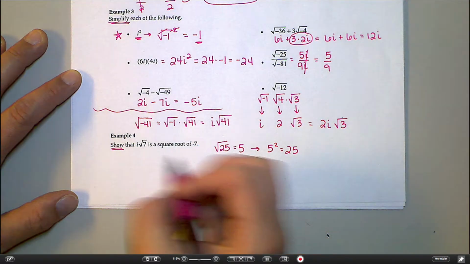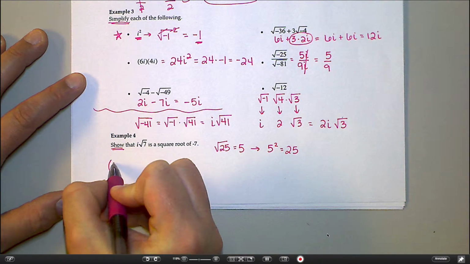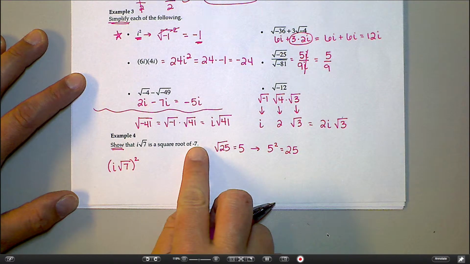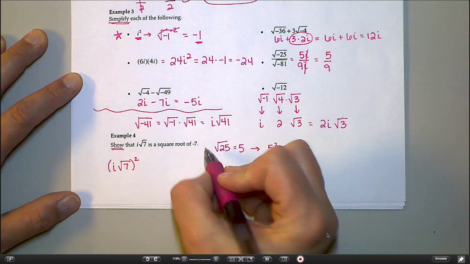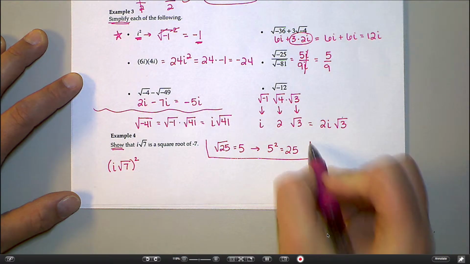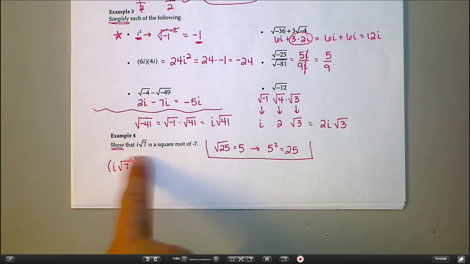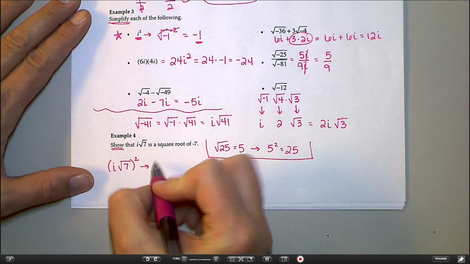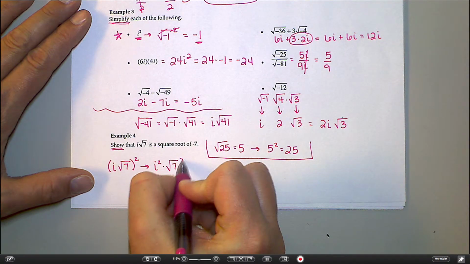So if we want to show this, we're going to take that i square root of 7 and square it and show that it's going to turn into that negative 7. We want to show that it's equal to the square root. This isn't hard to do. When you square something like this, that square gets distributed. So what you're really going to end up with is i squared times the square root of 7 squared.